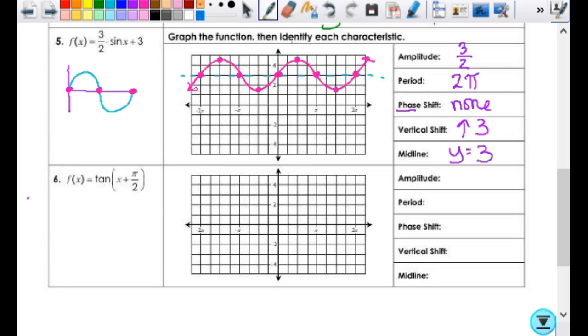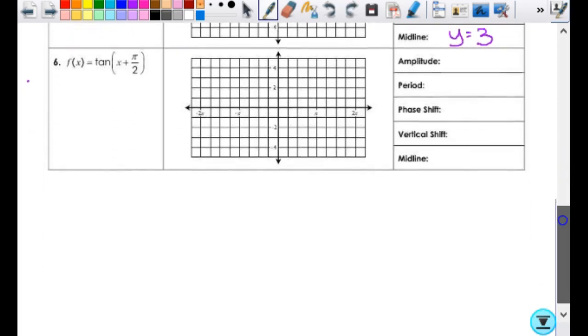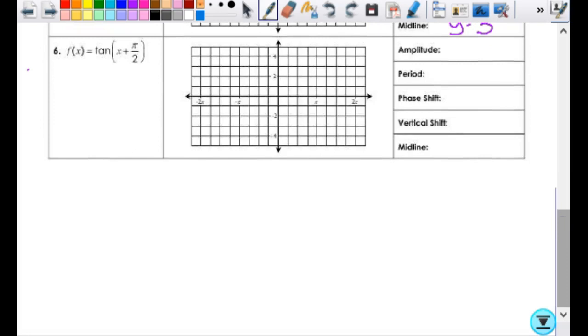Okay. Let's look at number 6 then. What's the amplitude in number 6? Does tangent have one, first of all? No, so it's undefined, but I still have a number that's important to me, right? There is no vertical stretch or compression, but 1 is that number that I have to use. So I'll write it down so I don't do anything weird.